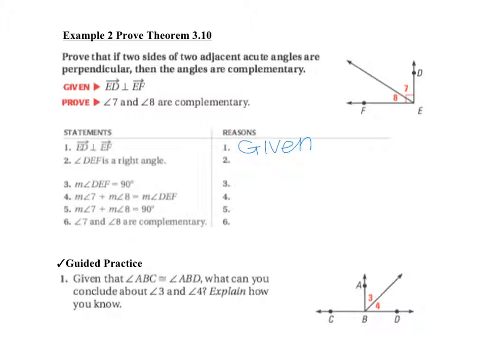Angle DEF is a right angle. Well, that's perpendicular lines form right angles. We go from right angle saying that the measure is 90 degrees, so that's the definition of right angle.